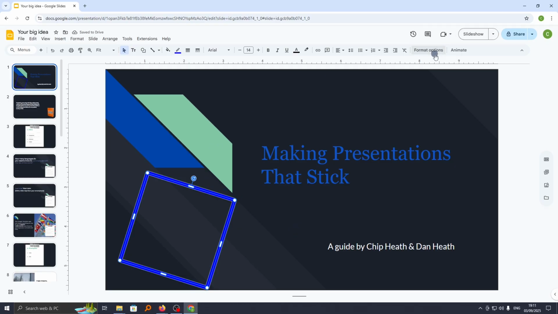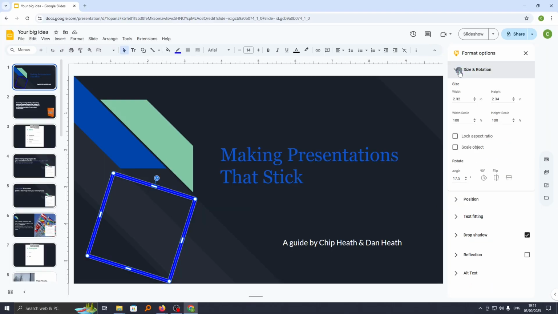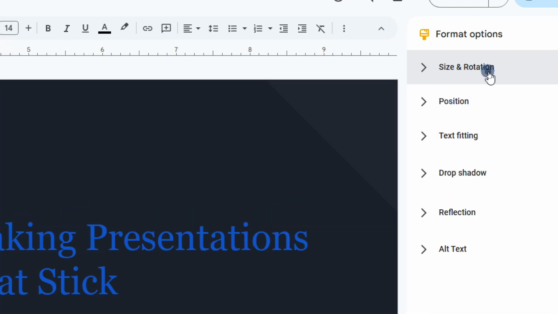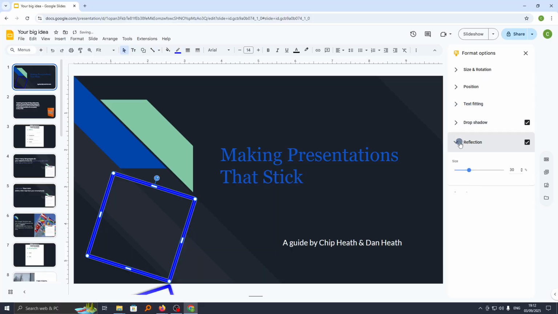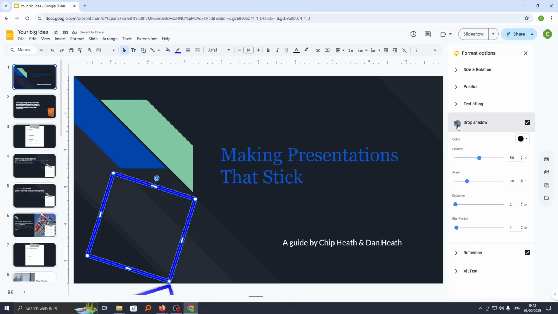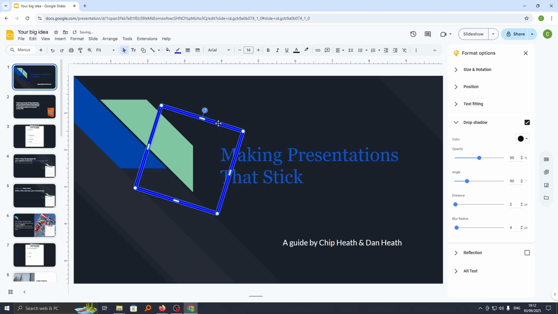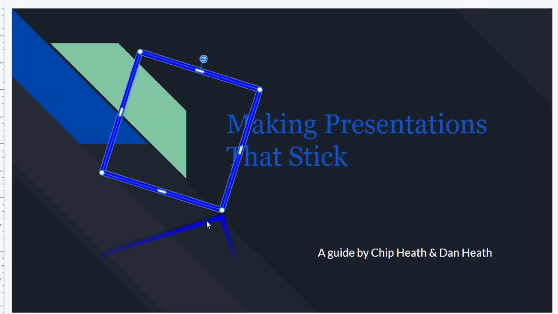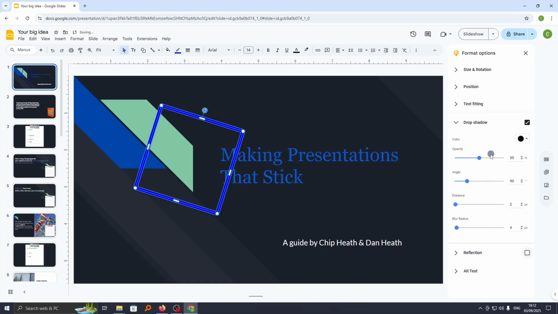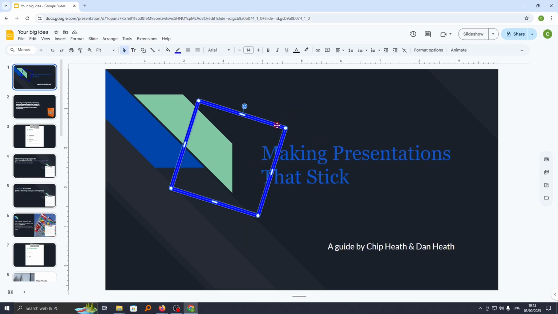For more options, you can also use these format options. And here we have quite a number of them, such as size and rotation, position, text fitting, shadow, reflection, and the list is just endless. Under each, there are quite a number of things you can do. For instance, we can go ahead and add a reflection. If I click on this reflection option here, you can see there is a reflection. You can also go ahead and add or increase and reduce the opacity of your shape as you wish. So that's how you can edit your shapes in Google Slides.